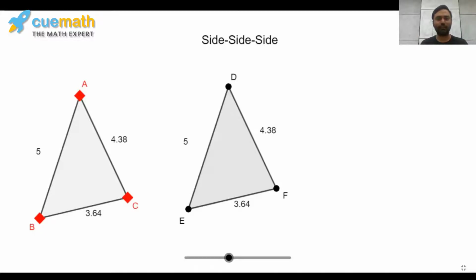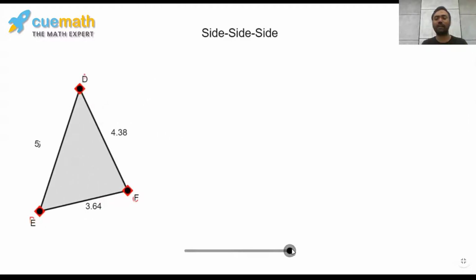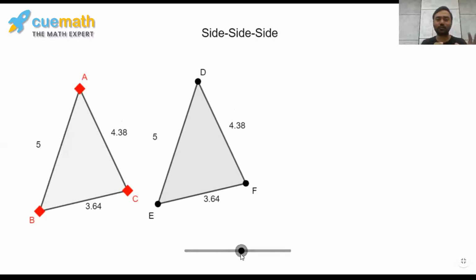So here we'll first discuss the side or SSS criteria, where you must be looking at two different triangles. One is triangle ABC, the second one is triangle DEF with different side lengths, but you must also observe that all the side lengths are equal to each other. For example, AB is equal to DE, BC is equal to EF, AC is equal to DF. Now, if we use this slider, we see that both the triangles overlap each other. As we have already discussed, congruent shapes are going to overlap each other. So we can conclude that these two triangles are congruent because they overlap each other.